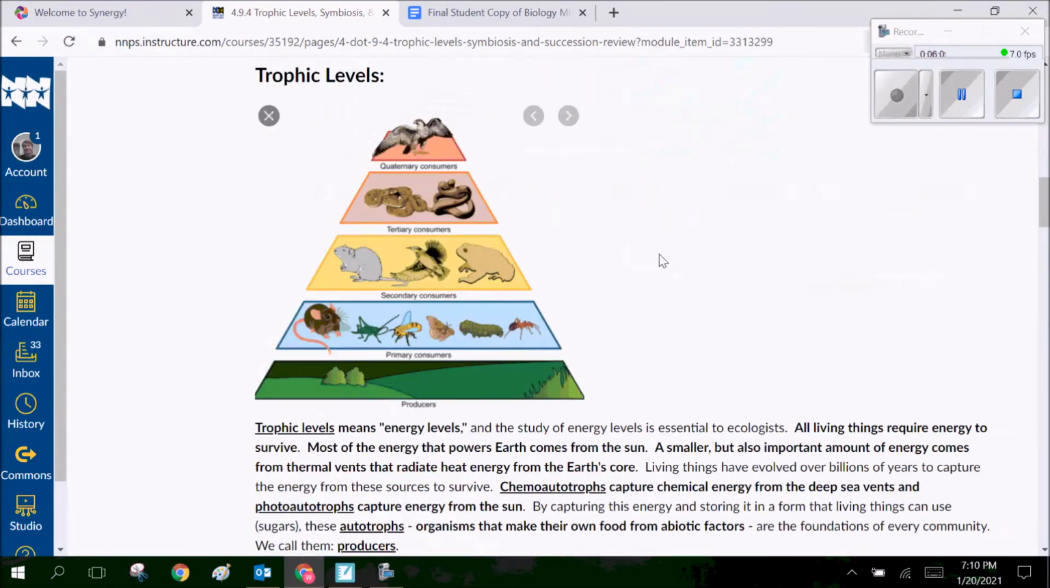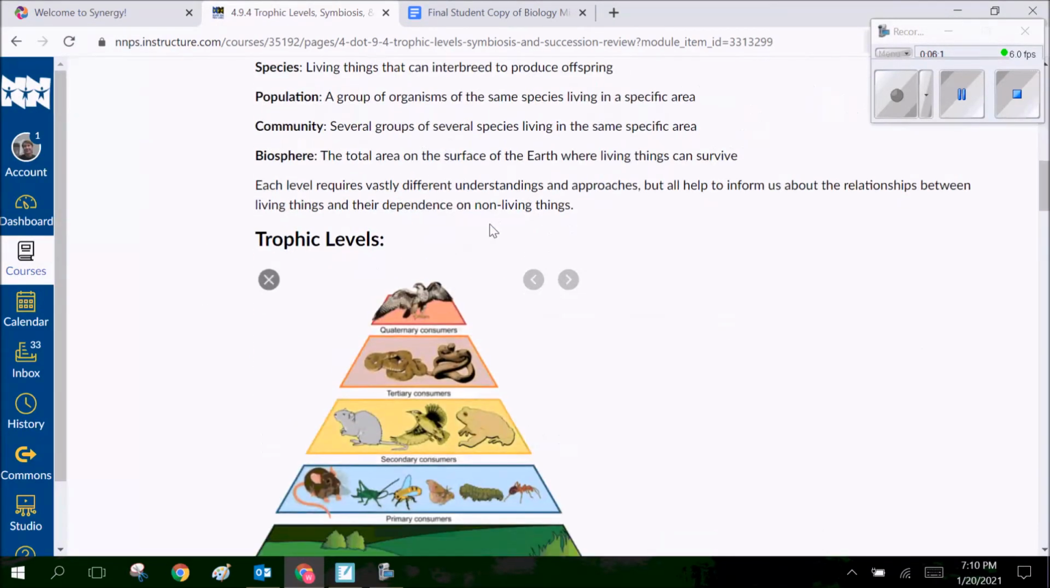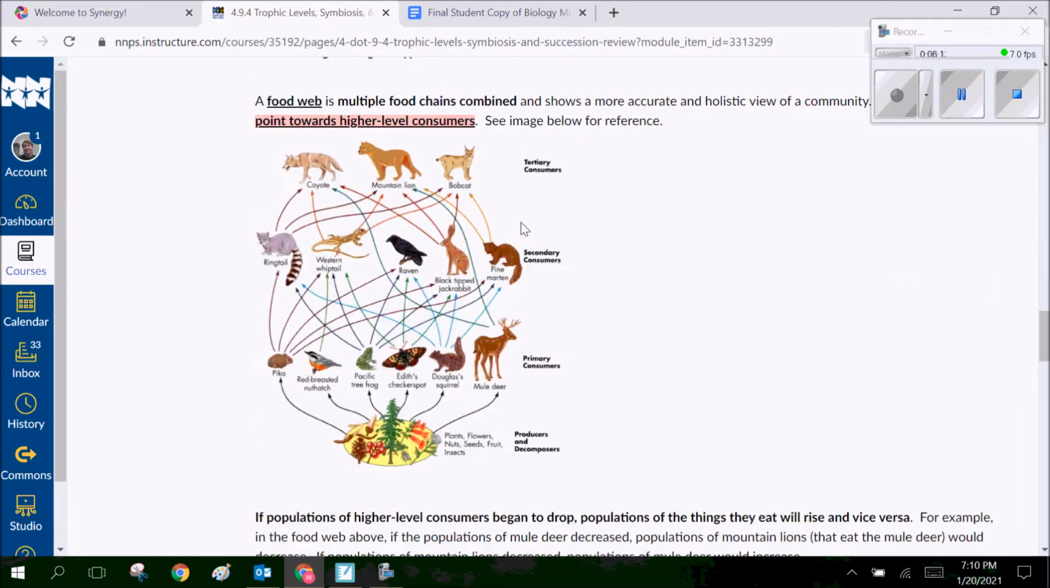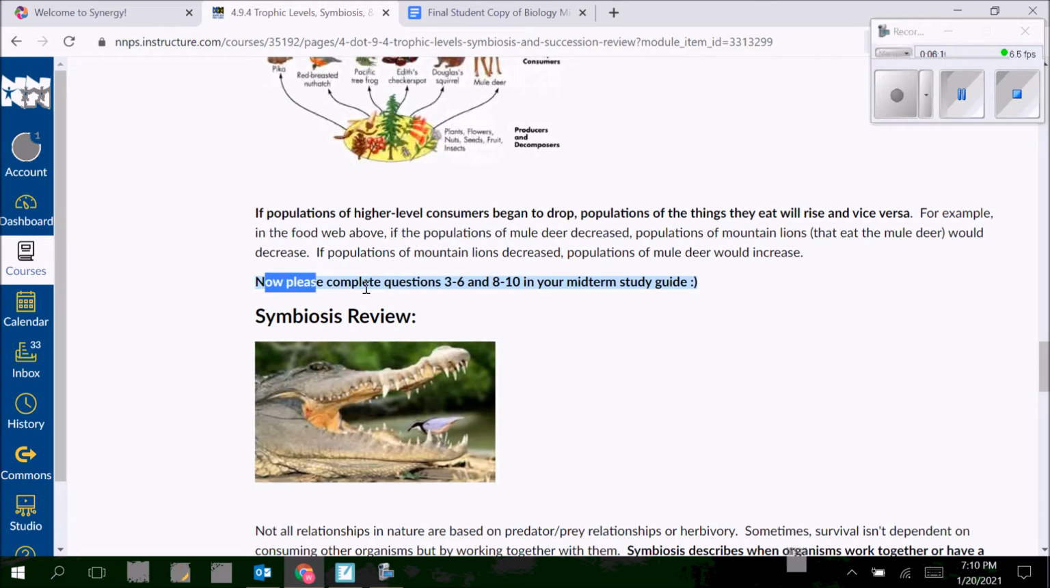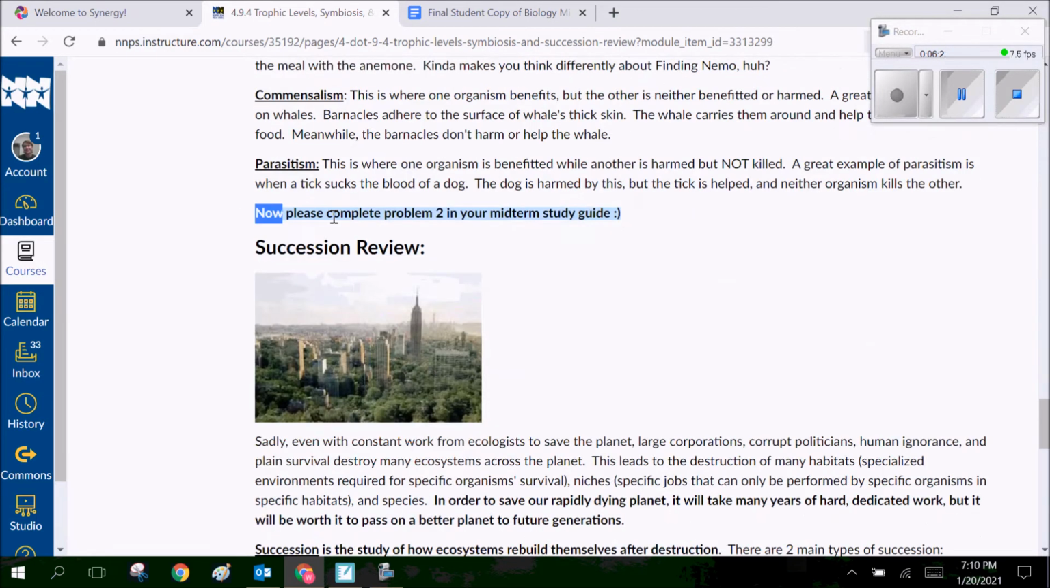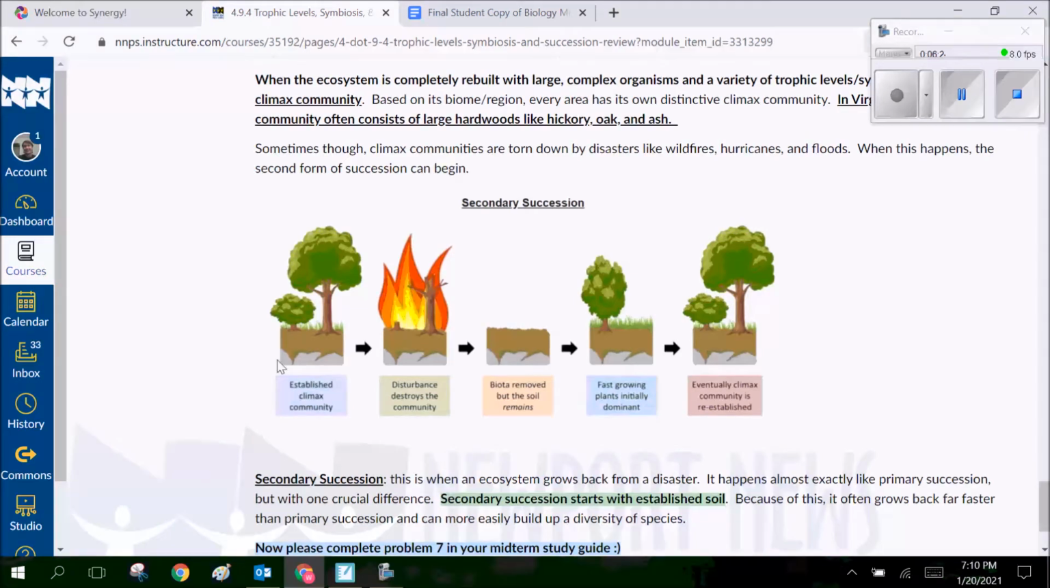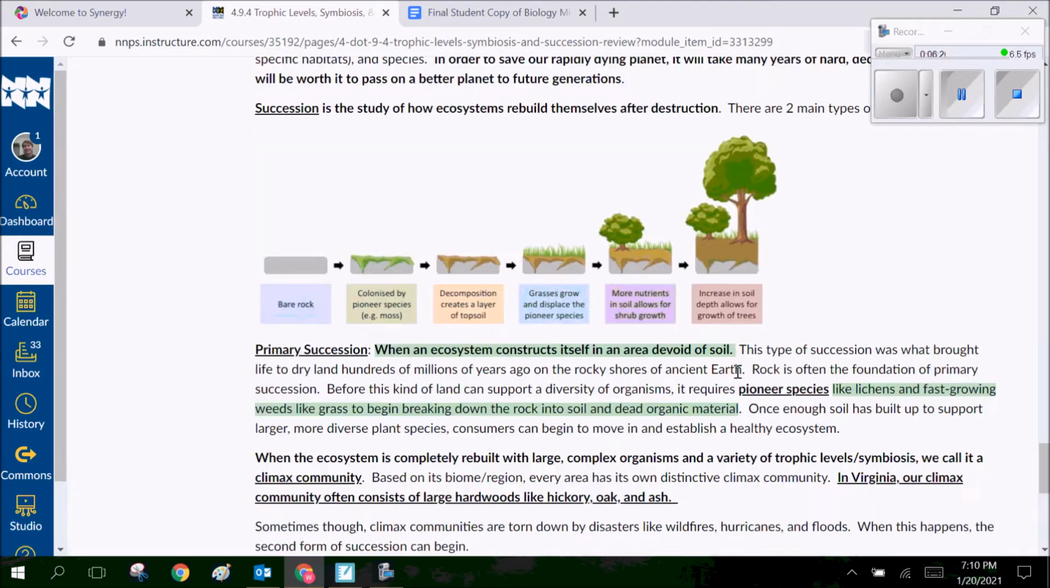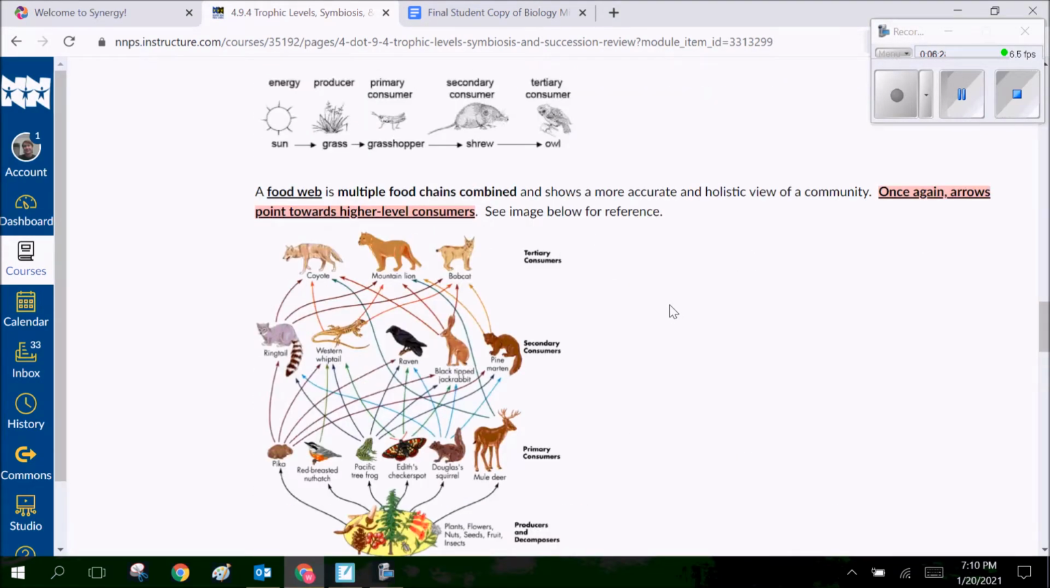But I just want to point out to you, you're going to read through the overview and the trophic levels. You're going to come down here to the bottom, and you're going to notice it says, now please complete questions 3 through 6 and 8 through 10 in your midterm study guides. Basically, you're going to come down to these sections and do that. Go through symbiosis, now complete problem 2, go through succession, now complete problem 7. You get the idea. Okay, so you're going to go through and complete different things in your study guide.